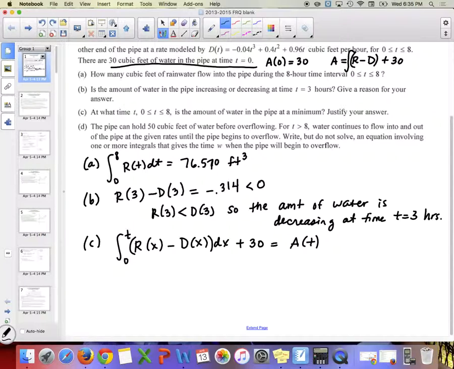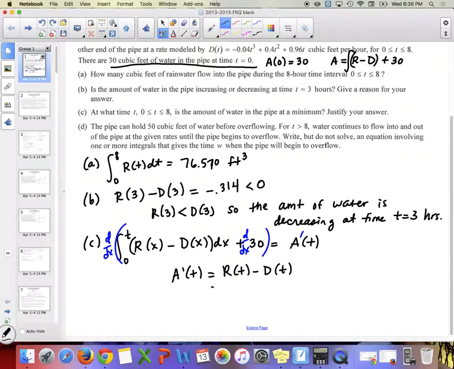Okay, so when I find this, I'm going to find my A prime of t, which is going to be the derivative of all of this. So if I have the derivative of an integral and then the derivative of a number, I end up getting r of t minus d of t. Okay?